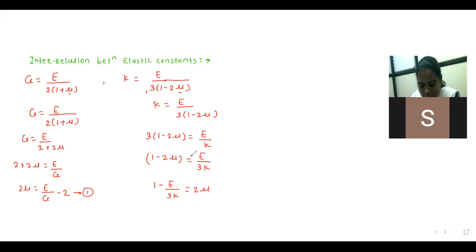But how to solve this? Did you understand how this was done? 1 minus E divided by 3K is equal to 2 mu. Okay, I will multiply here. So 3K minus E divided by 3K is equal to 2 mu.